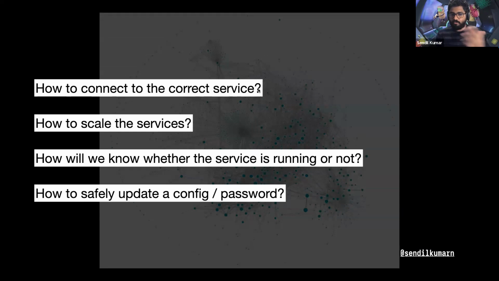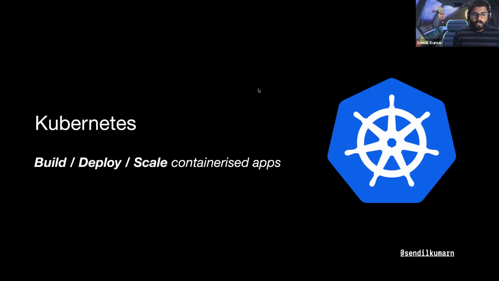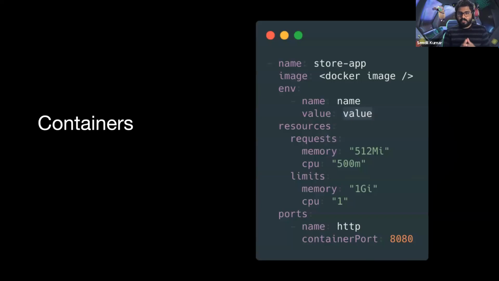And finally, these services are running out in the wild, and you need to know how to safely update some configurations or passwords that are hashed in that file. So that's where Kubernetes comes in, and it helps you to build, deploy, and scale the containerized application in a proper way. And Kubernetes comes with a few different namings in it. So there is a huge ecosystem of different names in it. And let's see the most important things for this demo.